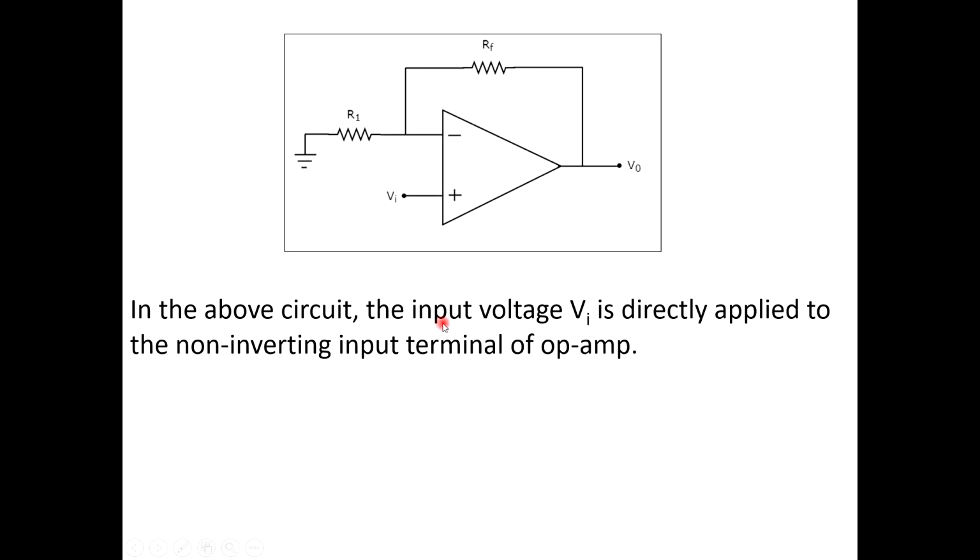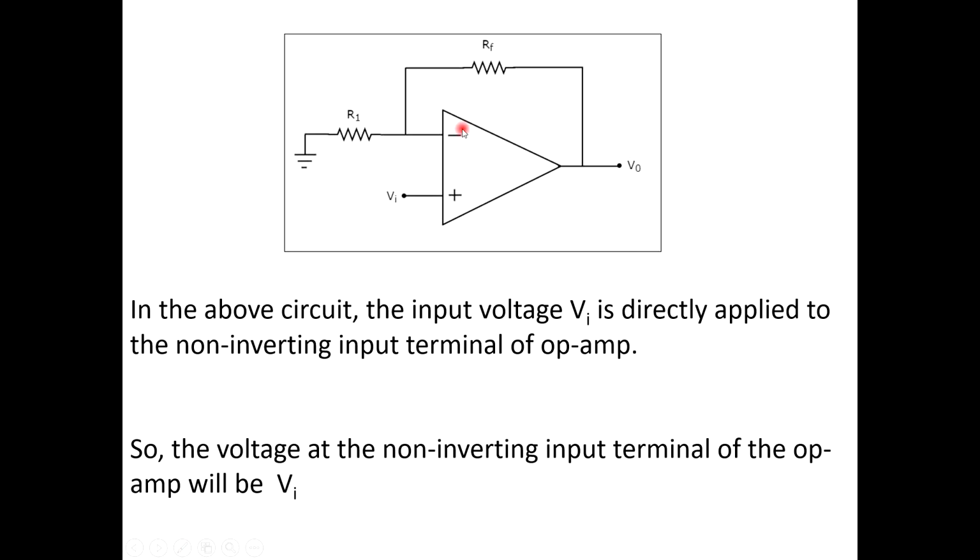But before that, in the above circuit, input voltage Vi is directly applied to the non-inverting input terminal of the op-amp. And so what about the voltage at this negative terminal? If we apply the virtual short concept, which we just explained previously. So Vi over here, same voltage will appear at this terminal, right? So the voltage at the inverting input terminal will also be equal to your Vi.